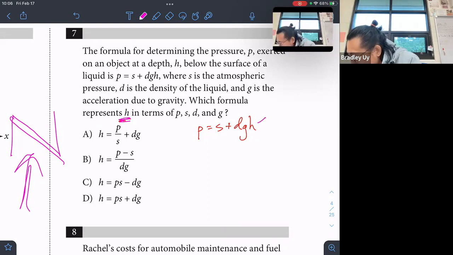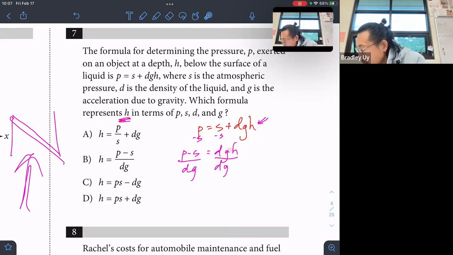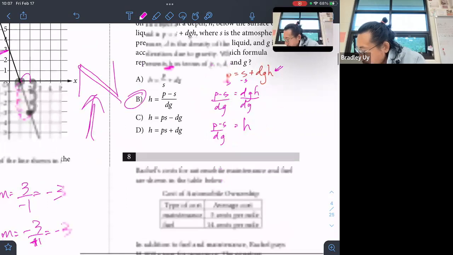So to solve for H, we need to get H by itself. We always move terms first, so we're going to subtract S from both sides. P minus S is going to be dgH, and you divide both sides by dg. Why do you divide both sides by dg? Because dg and H are linked through multiplication, so you need to break that bond through division. Furthermore, dg divided by dg, anything divided by itself is 1. So that leaves you 1 H on the right, and the answer P minus S over dg on the left, which is answer choice B. Okay, and those are literal equations.